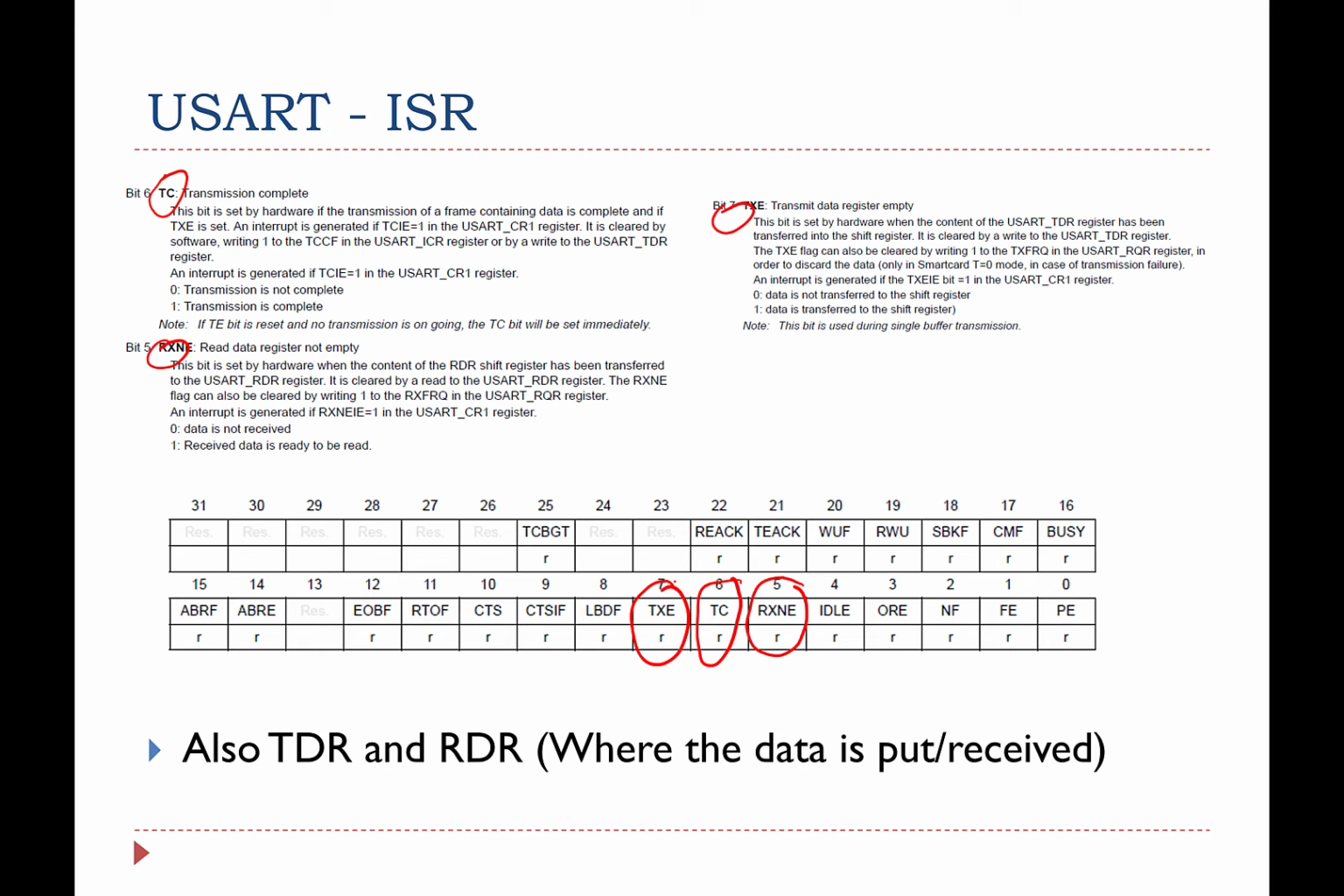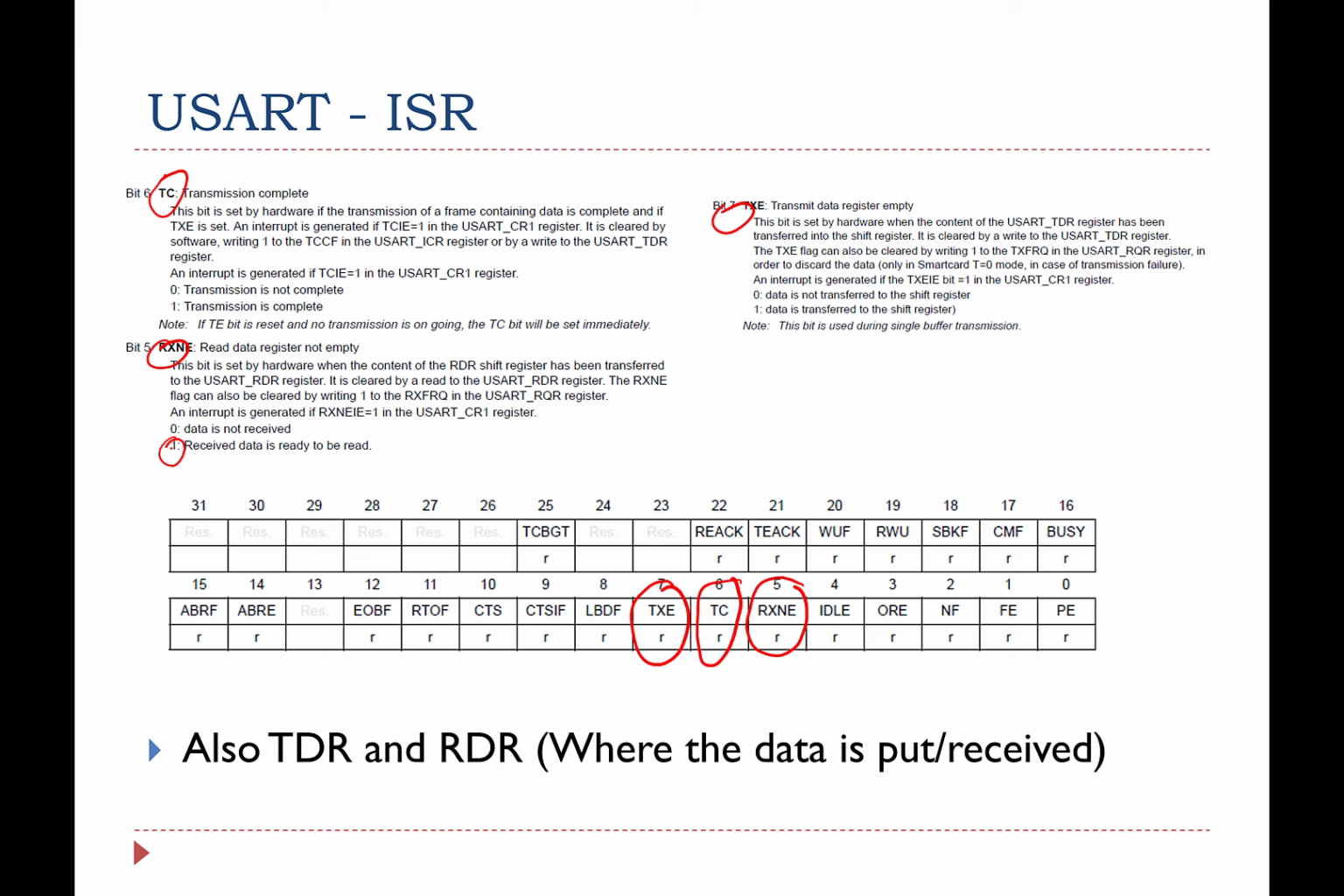And notice that it says for these, this bit is set by hardware when the content of the RDR shift register has been transferred into the RDR register. It is cleared by a read to the RDR register. So basically that's saying when the data is read, it resets it. And it says when that is 1, the received data is ready to be read. Then when you read it, it resets it to 0, and then if you're still transmitting data, it starts to receive stuff into the shift register and then shifts it over again, and you can read it, and then it'll reset that flag again, and so forth.